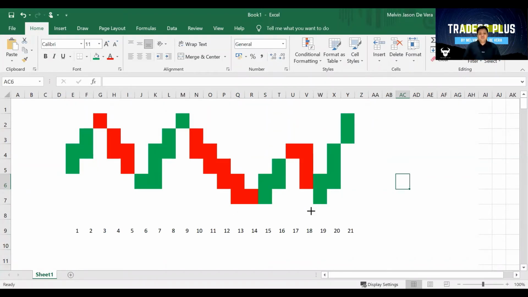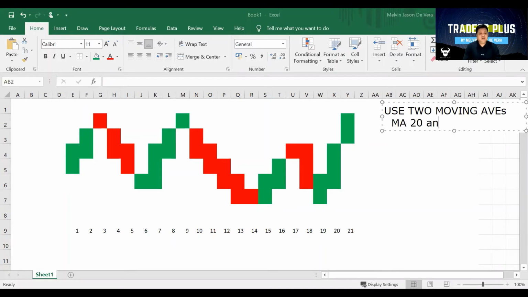Okay? So, yung double moving average, gagamit tayo ng dalawang moving average. Use two moving averages na magkaiba ang period. Let's say, ako ang recommendation ko, gumagamit ako ng MA20 and MA50. So, yung MA20 ko, ito yung aking faster, at yung MA50 ko, ito yung aking slower.